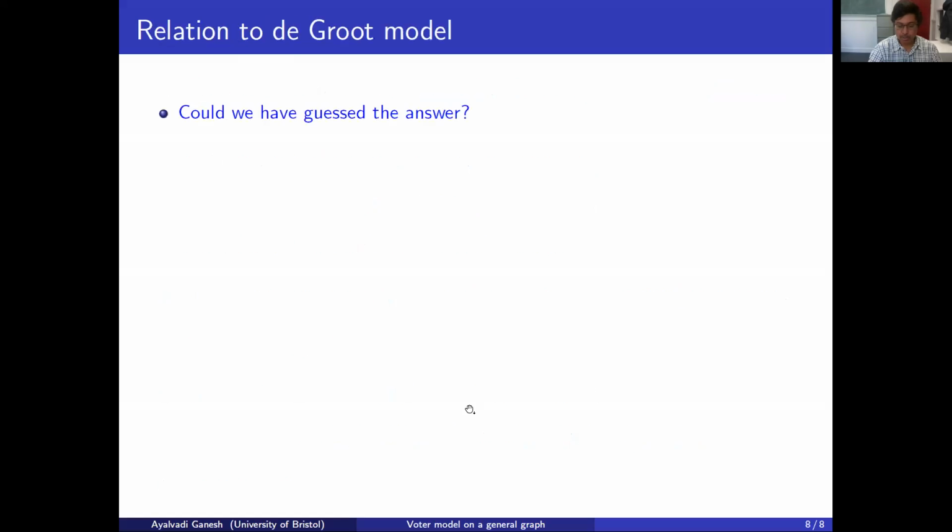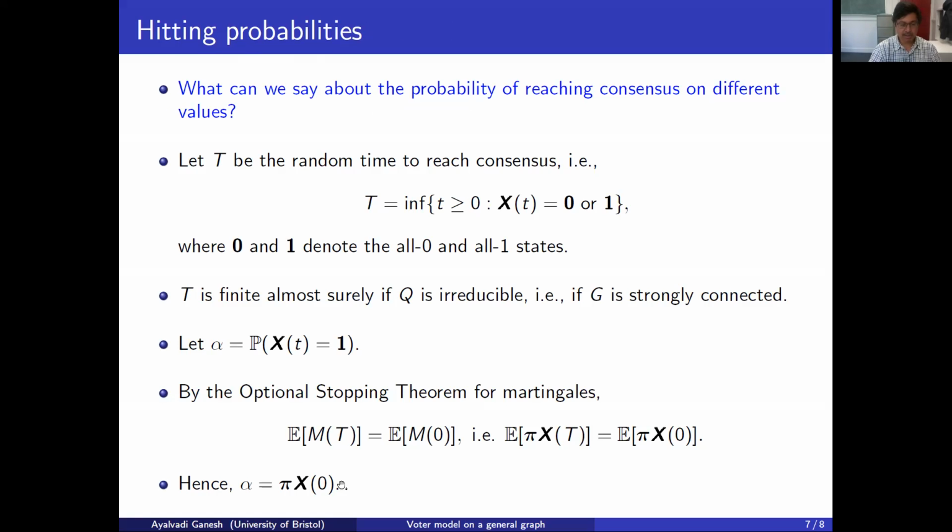Okay, so let me stop sharing that and go back to the slides. Okay, so that's what we have here. So alpha is pi times X naught. Now, if you recall the DeGroot model, there we started in some initial configuration which need not be 0, 1 valued. It could take any real values, but we saw there that we reached consensus on a number which was the inner product of pi and the vector of initial opinions.